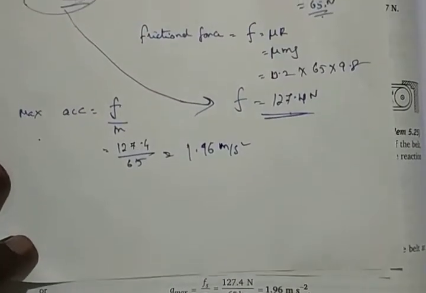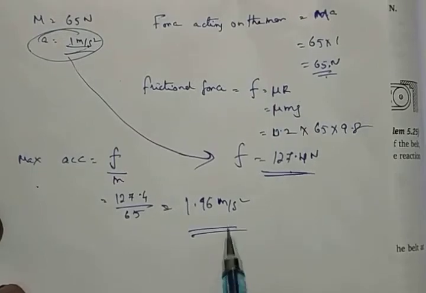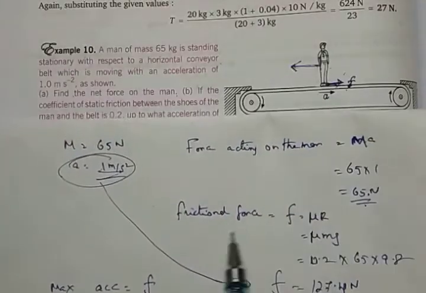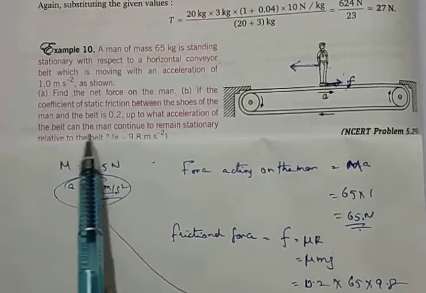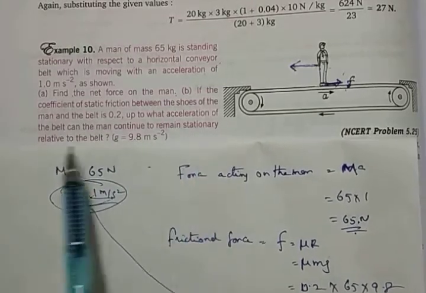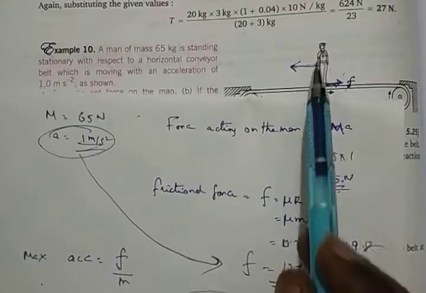1.96 meter per second square. Okay, so this much of acceleration it can be there, and at that point of time only this man will start falling down. It is asked, up to what acceleration of the belt can the man continue to remain stationary relative to the belt? Yes, up to this much he will continue to stand.